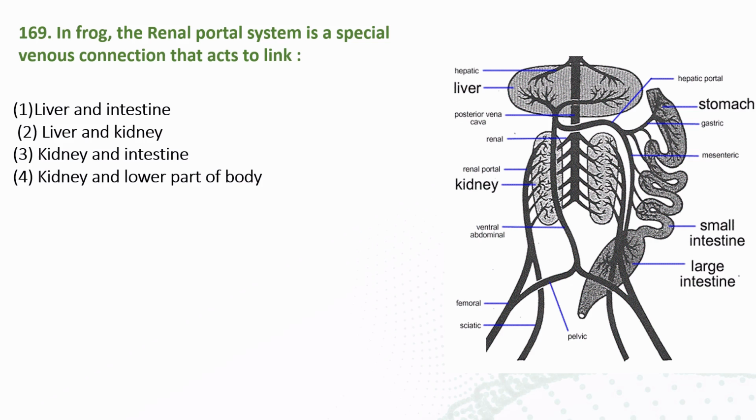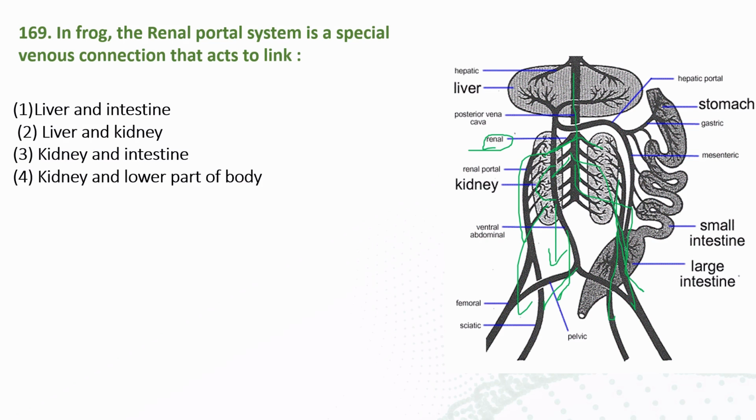If you see the picture here, this is the renal portal system. Normally, this renal portal system is mainly connected to the kidneys of the frog, and it extends to the remaining, lower parts of the frog after the kidneys. The remaining parts of the body and the kidney are connected with the renal portal part. So here you can see renal.